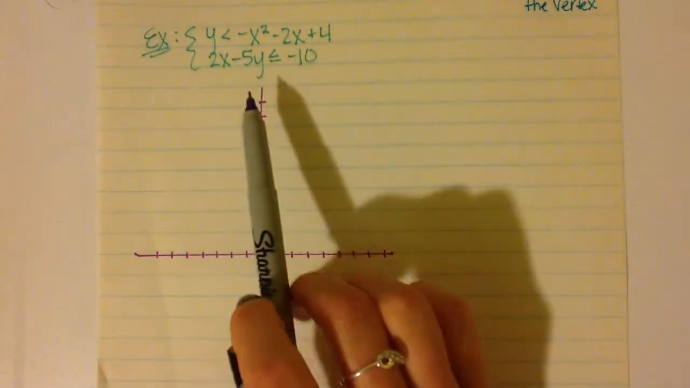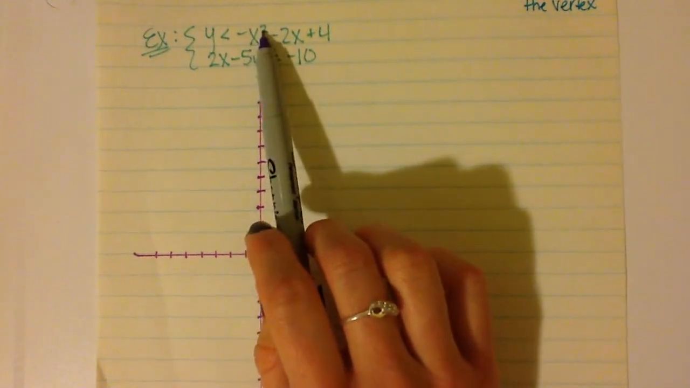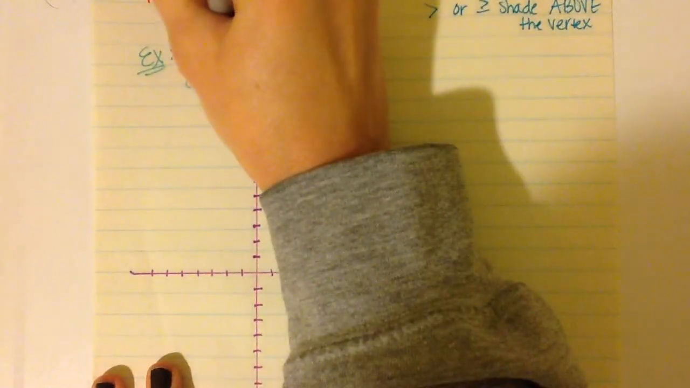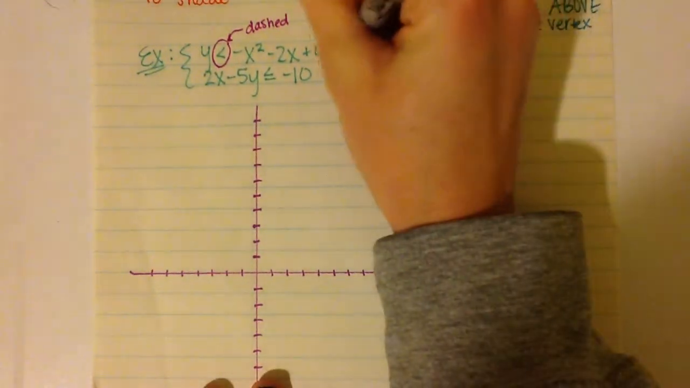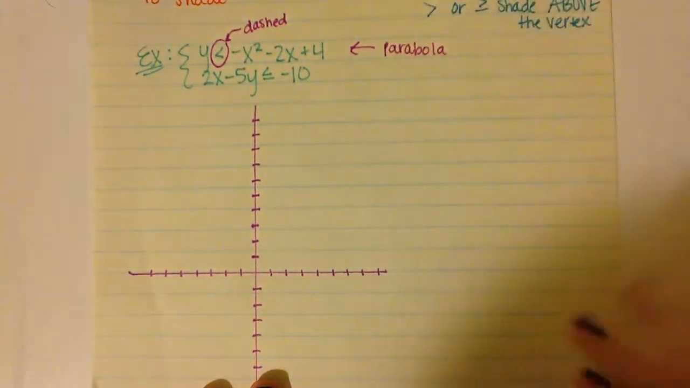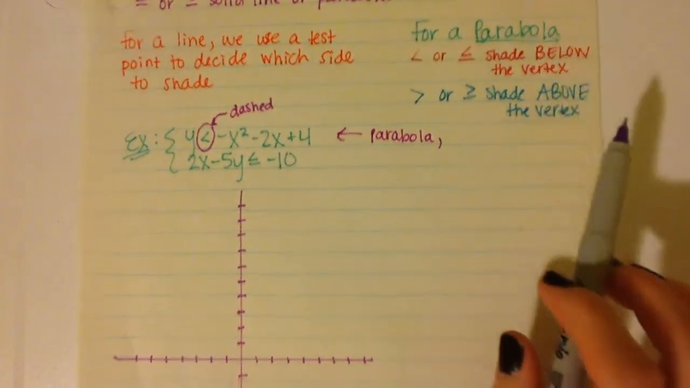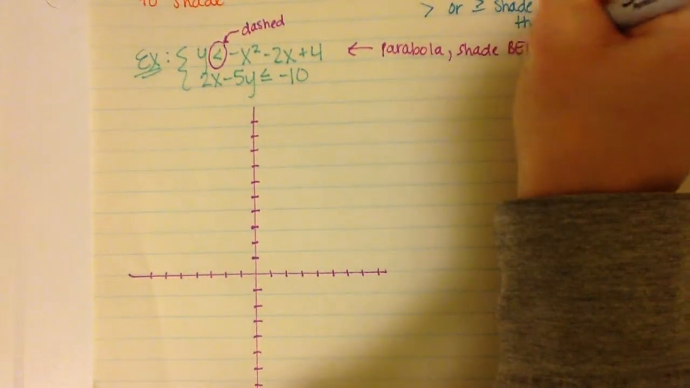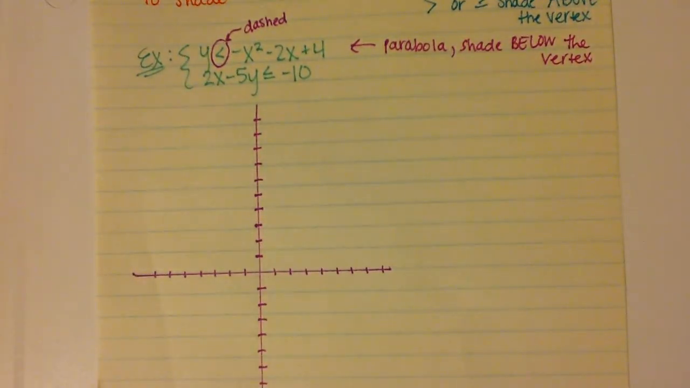So here's our system of inequalities. The first one, y is less than negative x squared minus 2x plus 4. Well, we have an x squared, so we know it's going to be a parabola. And the first thing we can see, since it's less than, it is going to be dashed. So off to the side, since this is a parabola, and since this is less than, looking back, if it's less than, we're going to shade below the vertex. So the first thing we have to find is the vertex.